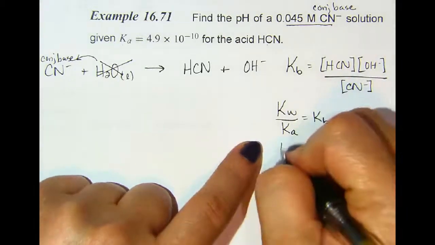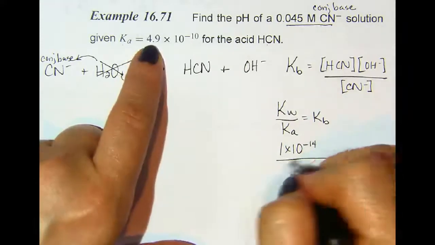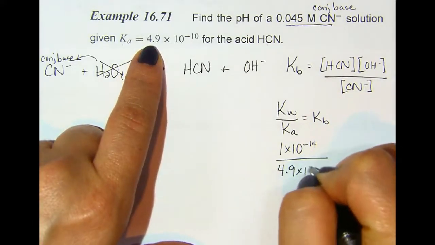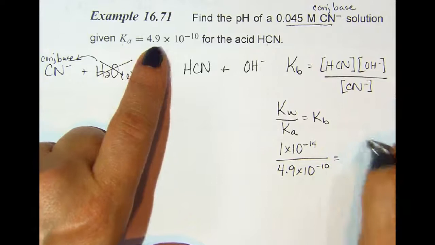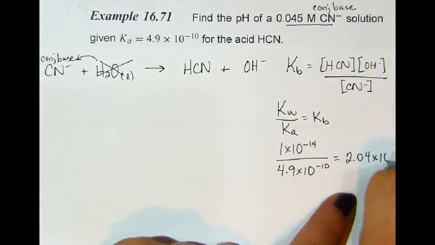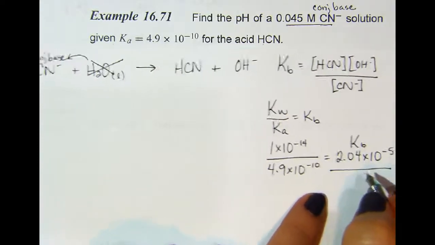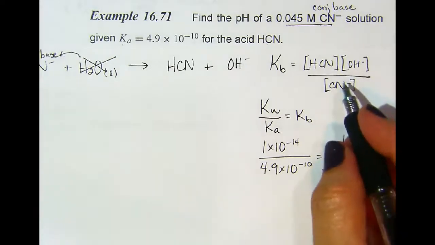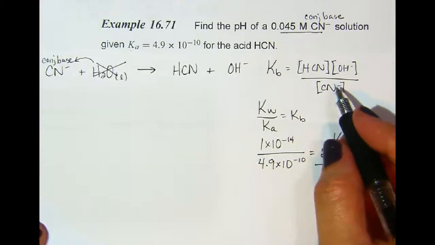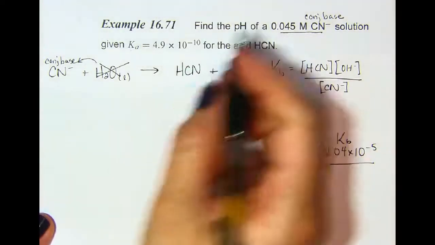So the Kb is Kw, 1 times 10 to the negative 14, divided by the Ka, 4.9 times 10 to the negative 10, and you get 2.04 times 10 to the negative 5 as your Kb. So now that I know my Kb, and I have my equilibrium expression written here, now I can write my ICE table, because the question is going to be find the pH.